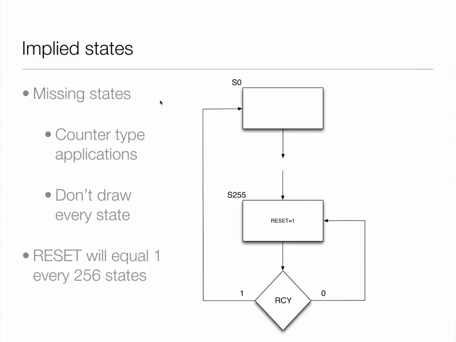So that broken line you see there is just implied: there's a whole ton of states in between, in increasing order. So S0 to S255, it's saying there's an S1, an S2, an S3, and an S4. I hope that's clear. So when you're doing delays or counters, you don't have to draw every state. And if RCY equals 1, then every 256 states you'll get a pulse from the reset signal. So we're kind of modeling those sorts of things.